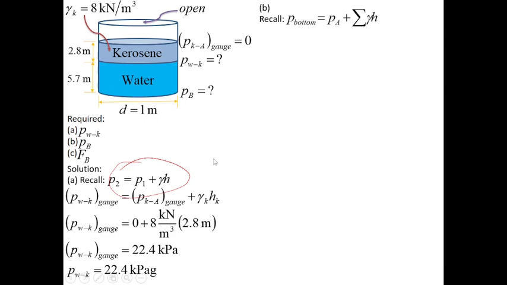So we have, what formula is this? The pressure variation formula. Okay? So letter B, we are interested in finding the pressure at the bottom. And if we are interested in finding the pressure at the bottom, recall the formula.